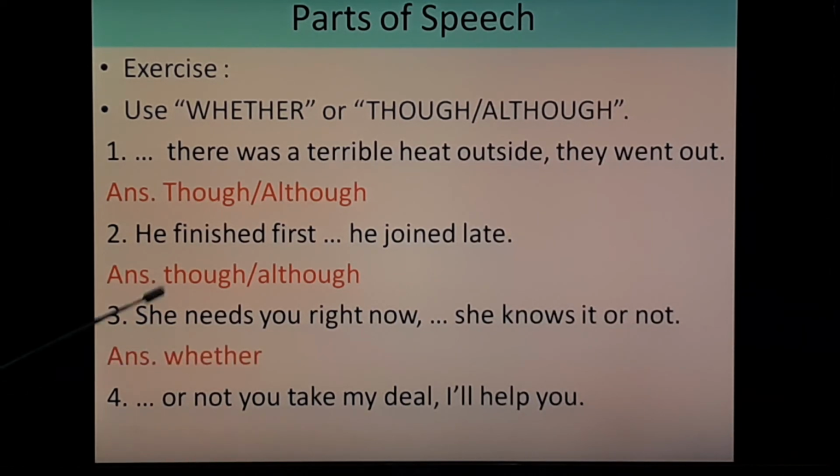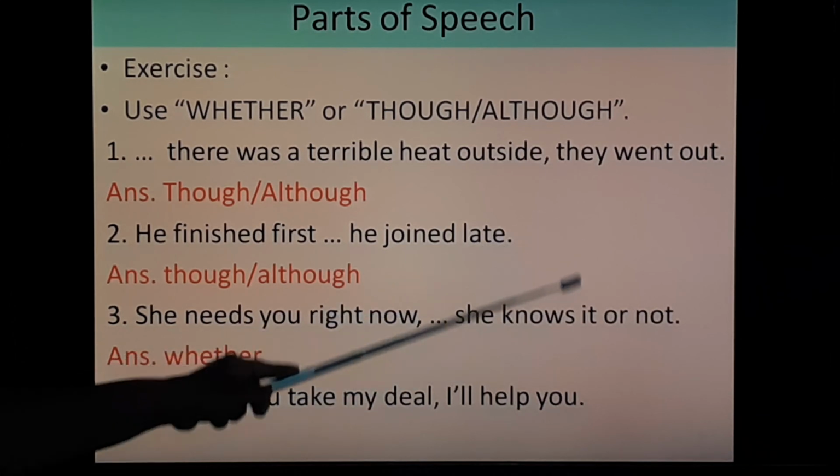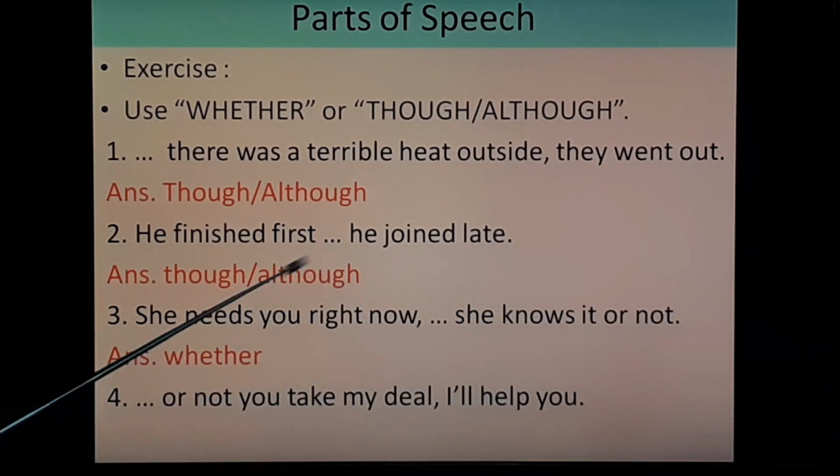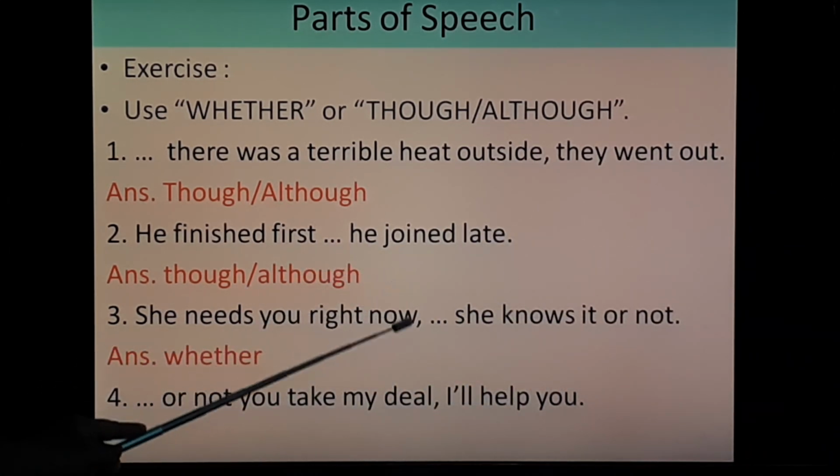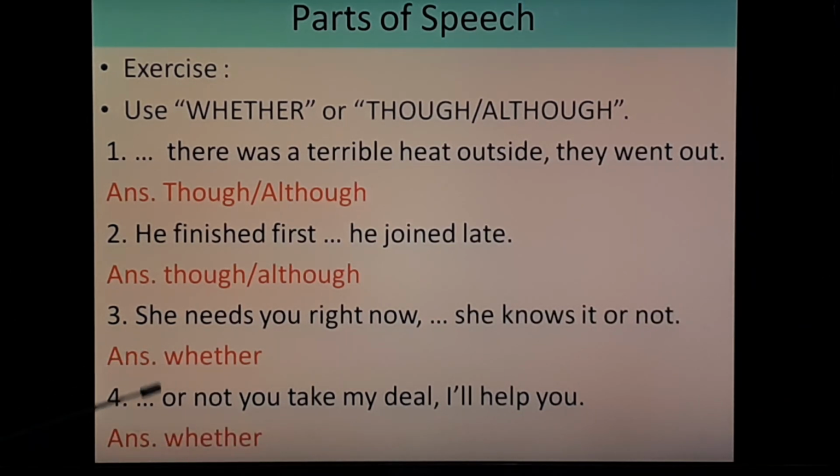Next, she needs you right now, whether she knows it or not. So here whether will come. Next, whether or not you take my deal, I'll help you. Doubt is there. So here you need to put whether. Whether or not you take my deal, I'll help you.